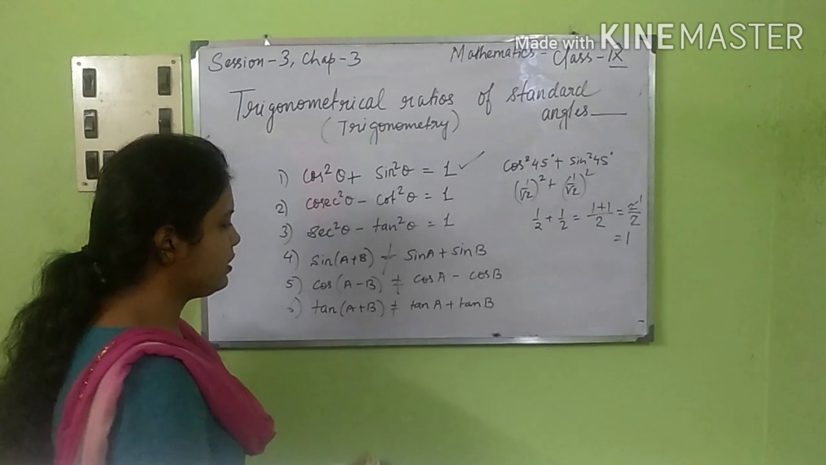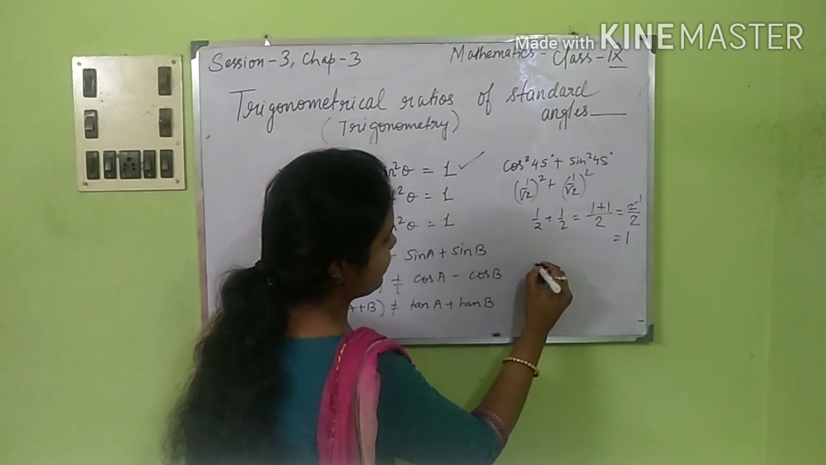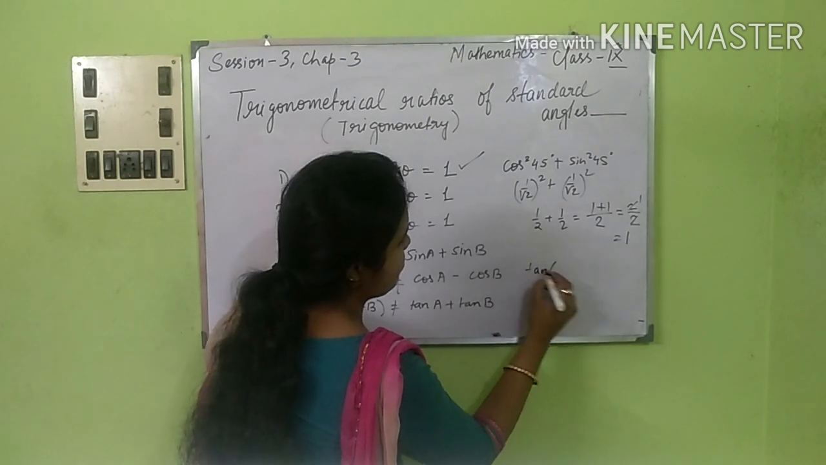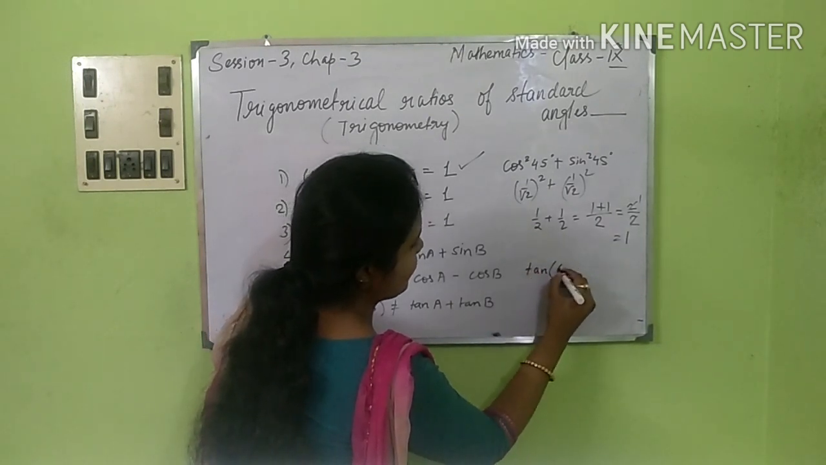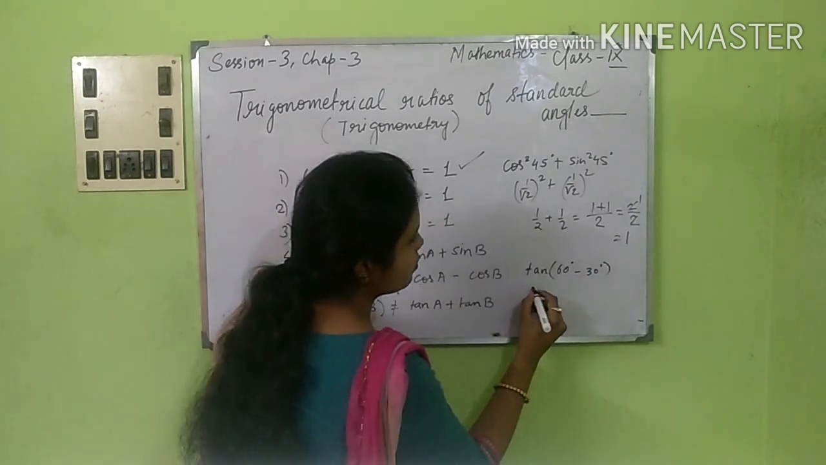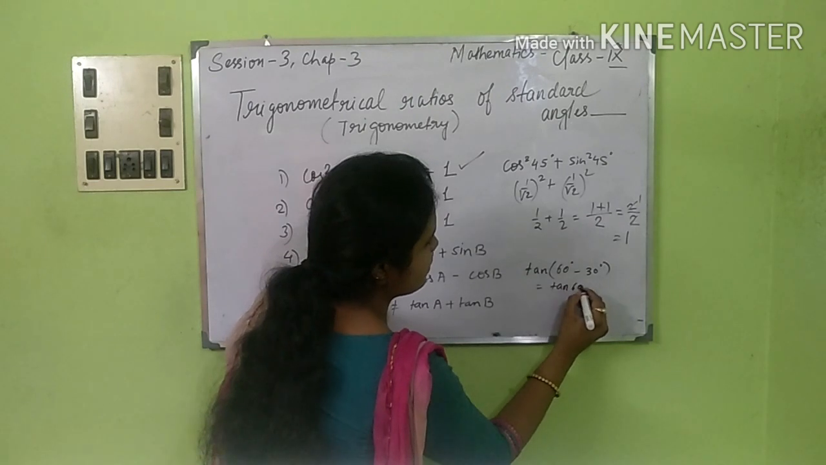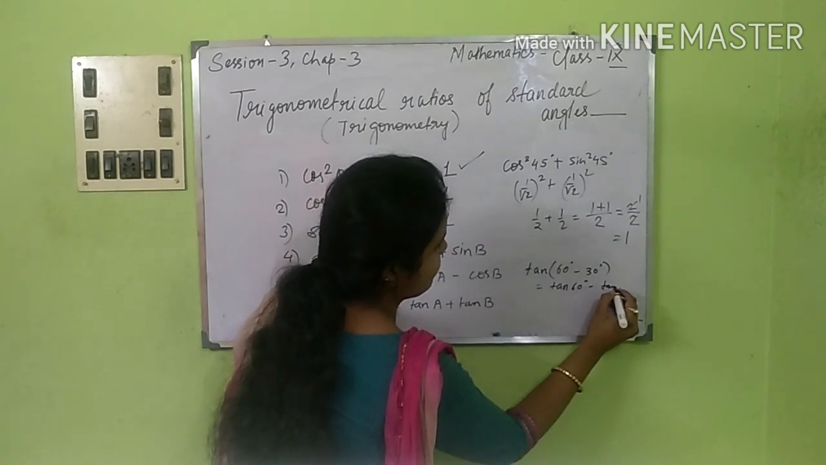Now just for example, I am taking another one, that is tan (A minus B). Suppose I am taking tan 60 degree minus tan 30 degree. So that means you are getting tan 60 degree minus tan 30 degree.